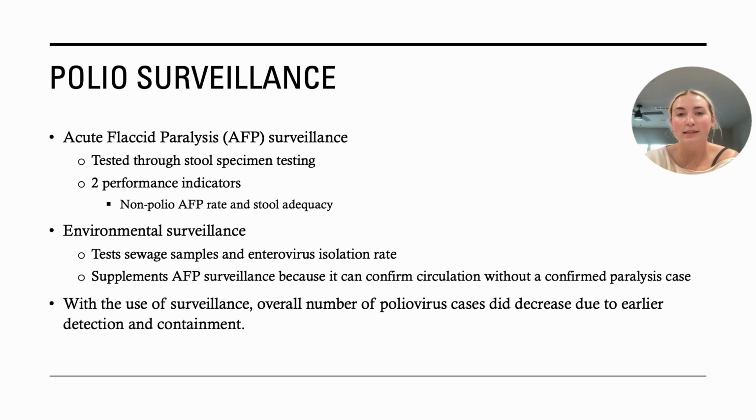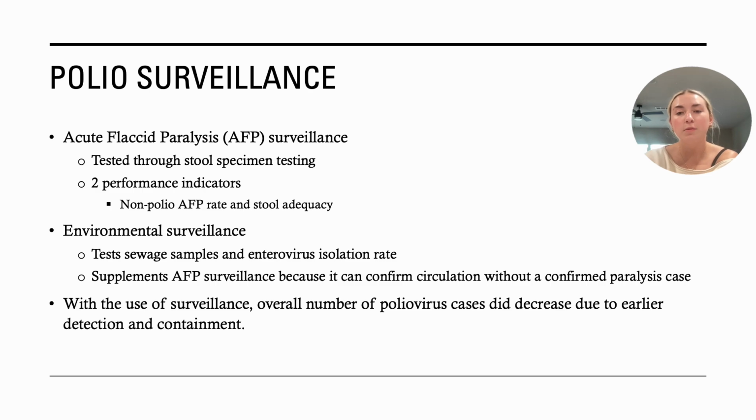Even though polio cases have decreased dramatically worldwide, that progress is only possible because of strong surveillance systems. There are two main types of polio surveillance. The first is acute flaccid paralysis, or AFP surveillance. Since polio can cause sudden paralysis, health officials monitor any case of unexplained paralysis in children under 15. When a case is detected, stool samples are collected and tested in a lab to confirm whether poliovirus is present.